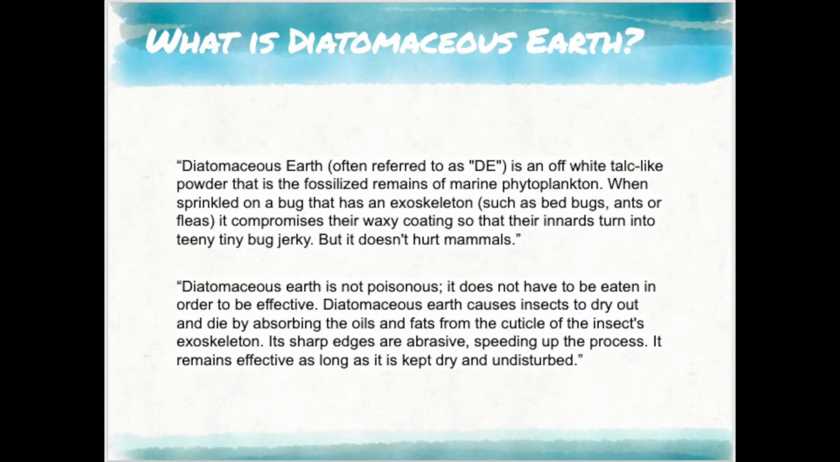Diatomaceous earth is an off-white powder that kills bugs with an exoskeleton like bedbugs, ants, and fleas. It cuts through the exoskeleton and dries the bug out. It is not harmful to other animals like birds and mammals. It's used mainly by farmers to keep bugs out of grain storage, to keep animals healthy, and to help keep pests out of crops. Now there's just one last step before we get started.